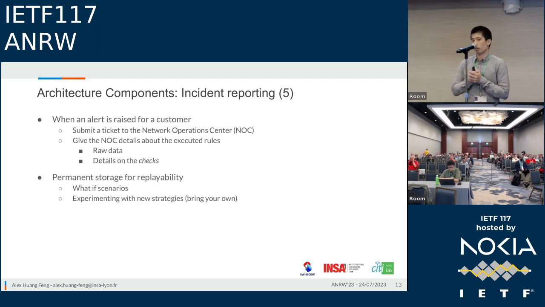And of course, once we've detected an anomaly, we need to report it to the network operator so that they can fix the issue. For that, we are interfacing with Swisscom through a Kafka topic so that we are sending a ticket to the NOC and so that they can get the data. Within this message, we are also giving them the raw data on which we have executed the algorithms, but also the details and the parameters of the different checks we have executed so that they can have the full view of why we raised this alarm.